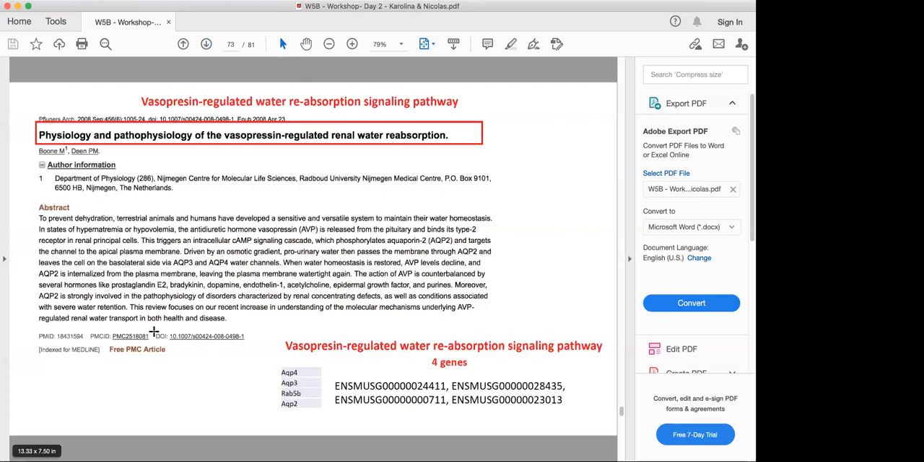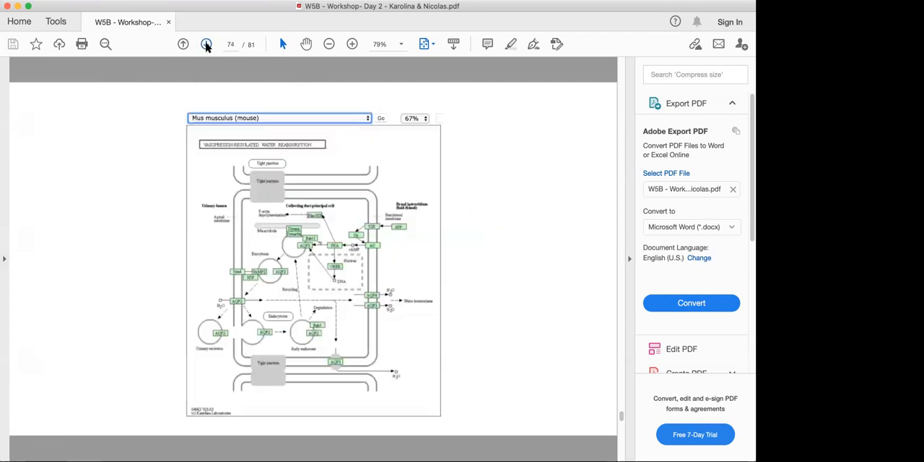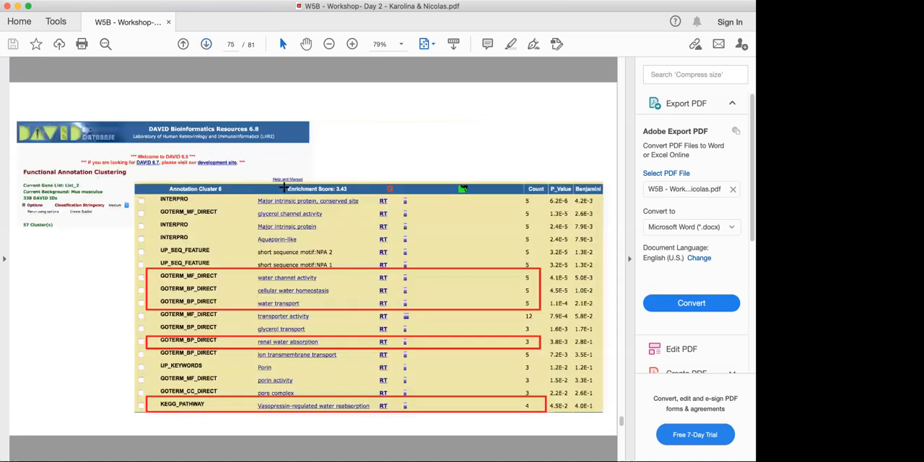And I went to the literature, and the vasopressin regulated water reabsorption signaling pathway is definitely associated with renal water transport, whether your kidneys are healthy or you have any kidney disease. And four genes out of my data set were involved in these pathways. And here you see the names of those genes. It allows you to draw this map. You can mark with the red stars also those genes from your data set that are involved in this pathway. Also here with GO terms, significant for my study, I received results: renal water absorption, vasopressin regulated water reabsorption.